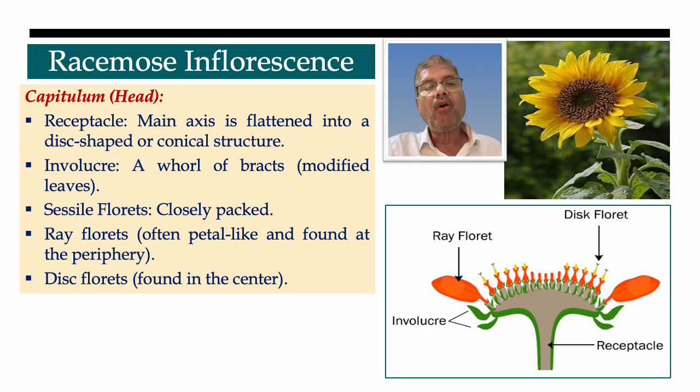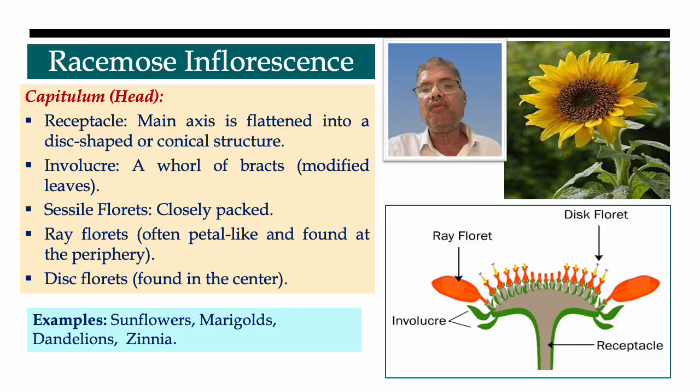A capitulum inflorescence, also known as the head inflorescence, is a type of flowering structure where numerous small stalkless flowers or the florets are densely packed onto a flattened or slightly convex receptacle, creating the appearance of a single flower. This type of inflorescence is a defining characteristic of the family Asteraceae. A whorl of bracts or the modified leaves called the involucre often surround the base of the capitulum, providing support.